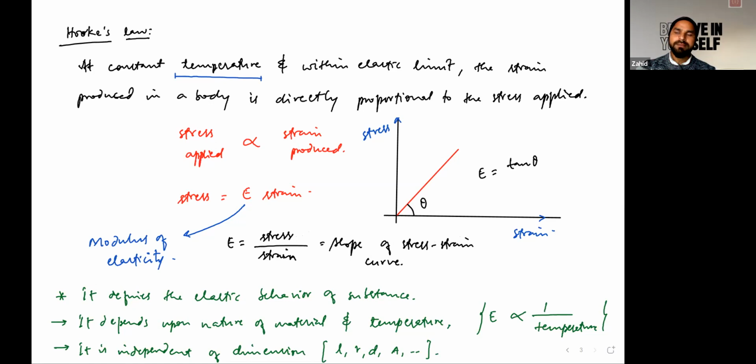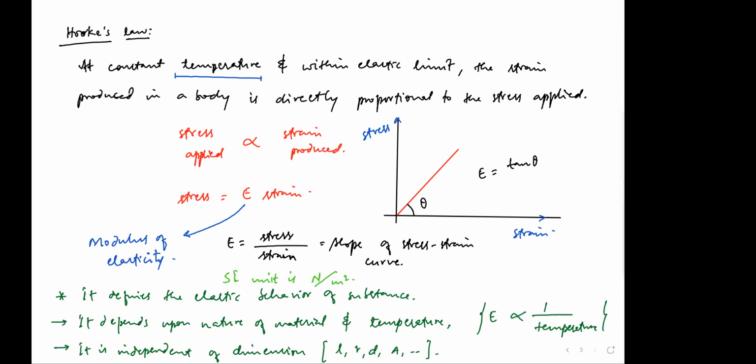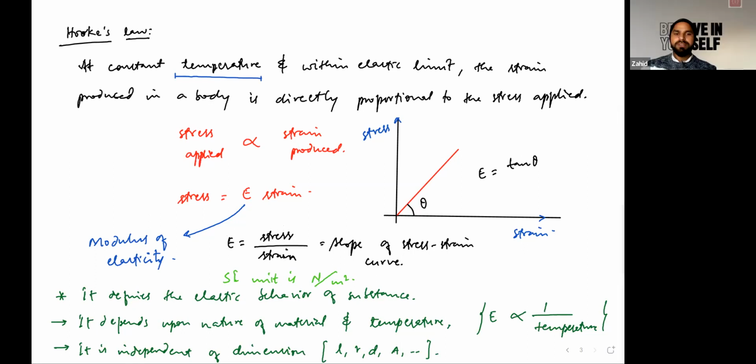Next, since strain is a unitless quantity and the unit of stress is Newton per meter square, the modulus of elasticity will have a unit equivalent to stress. So the SI unit is Newton per meter squared. Karthik, any doubt till this part? No, sir. Okay, just write it down till this part.